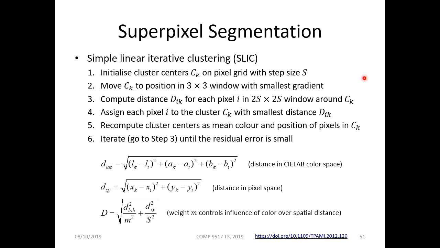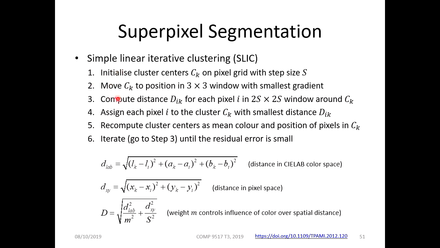But here's how it works. You're going to initialize cluster centers on the pixel grid. So you have the pixel grid. You take a step size S. You just take pixels every S pixels. So that's, let's say, an initialization step. And then the next initialization step is that you move these cluster centers to a position with the smallest gradient. That means that the image is more or less homogeneous around the cluster centers then. So the first two steps are initialization steps.